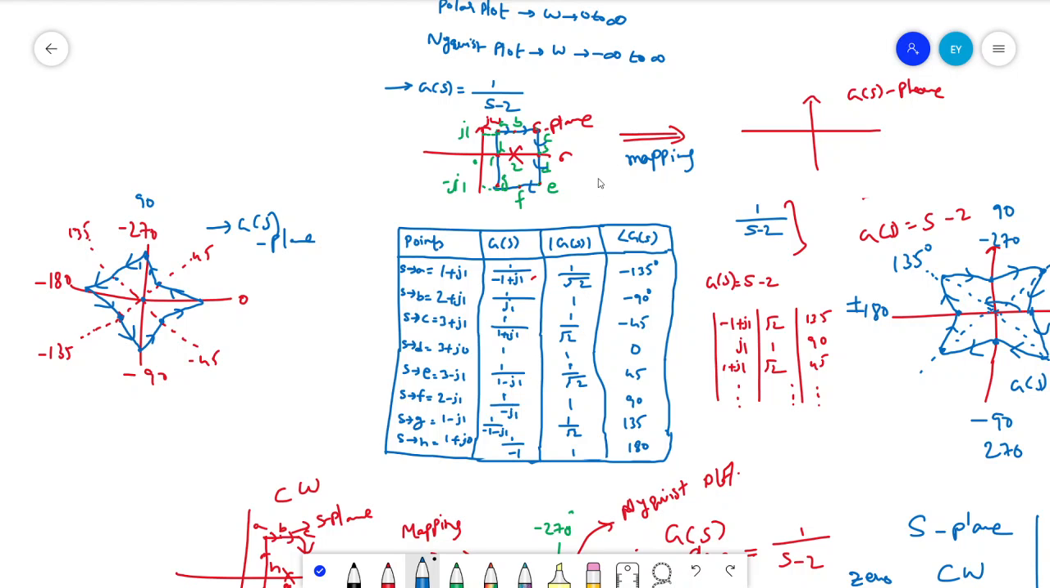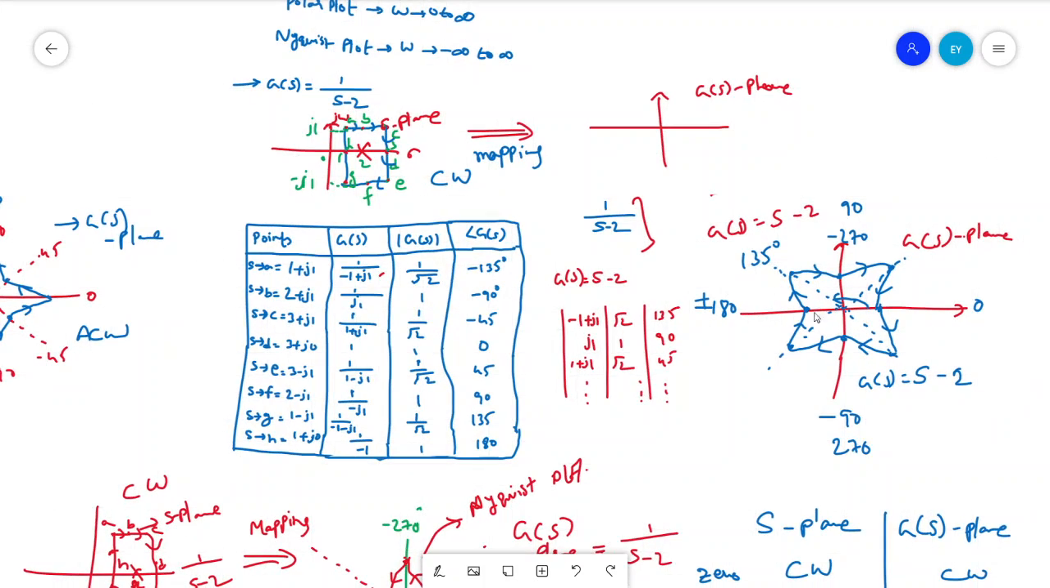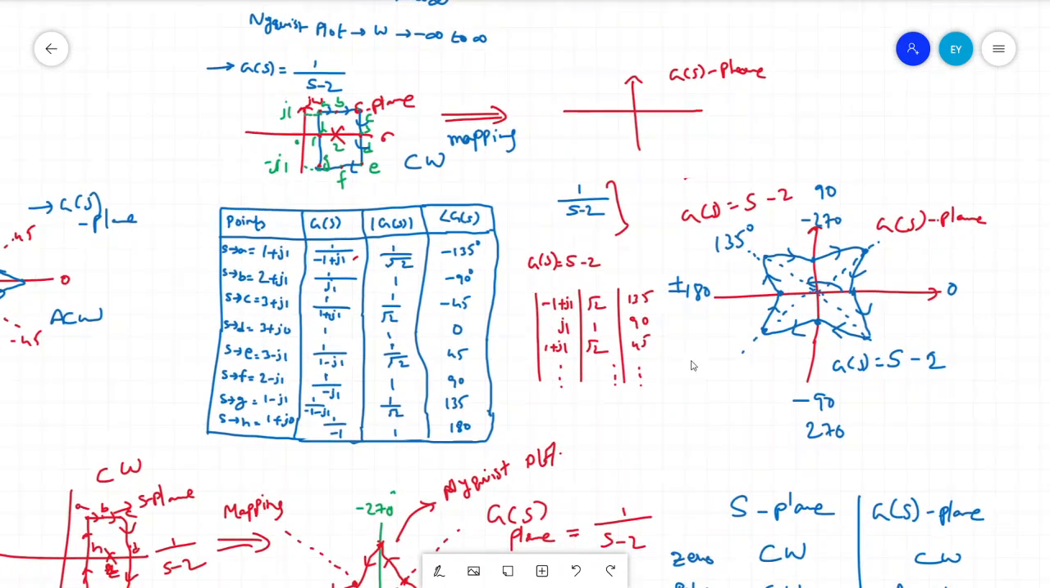This is actually clockwise. For a clockwise direction in the S plane, for a pole, we get an anti-clockwise direction in the G of S plane. Similarly, if you consider a zero, just check it. What happens? I have drawn it here before, and it's actually the same.